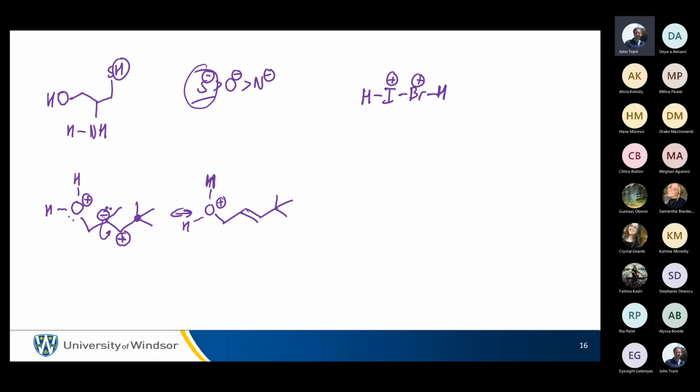So then the question becomes, which one is a bigger atom, iodine or bromine? Or which one's smaller? You can ask the question either way, but iodine's the bigger atom. It's lower down the periodic table. We want the charge on the smaller atom. So if we remove that hydrogen, we generate a neutral iodine. We get that versus that. And having a charge on a smaller atom is better. So that means this is the most acidic proton.